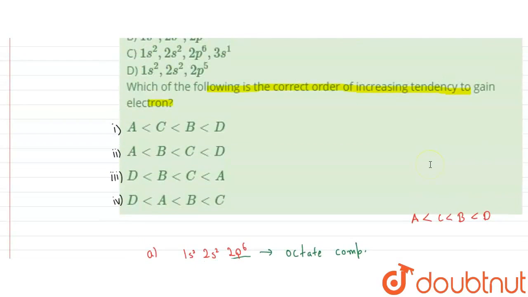So from here we can see that option A, which is A, C, B, D is the correct answer. So option first is correct. So with this we complete our solution.